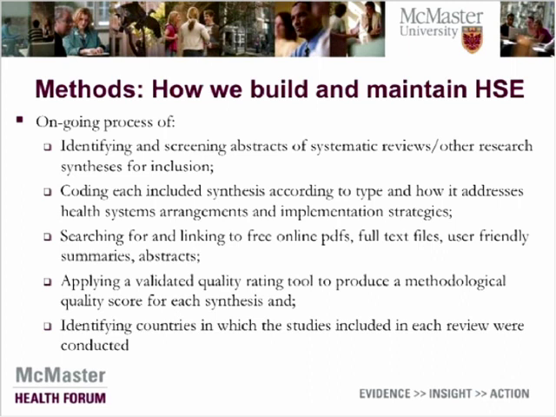So I'm going to get into how we build and maintain Health Systems Evidence, so the behind the scenes of what goes on here at the Program of Policy Decision Making, to make sure that we're constantly updating and ensuring the quality of the contained records. Building and maintaining Health Systems Evidence is an ongoing process of identifying and screening abstracts of systematic reviews and other types of research syntheses for inclusion. We also code each included synthesis according to the type and how it addresses specific health systems arrangements and implementation strategies. We also find links to the free online PDFs where available, as well as full text files and the scientific abstracts. After all of this is finished, we apply the AMSTAR rating tool, which is a quality rating tool, to produce a methodological quality score for each synthesis that the tool is applicable to. And then we also identify the countries in which each study contained in the review was conducted.